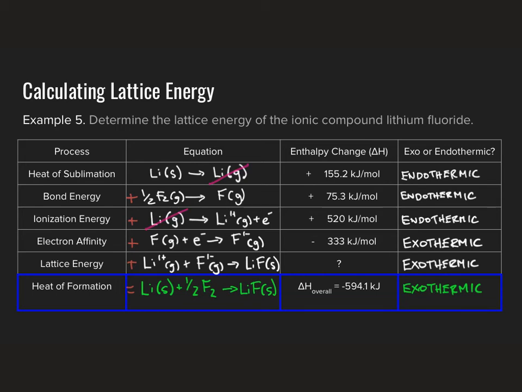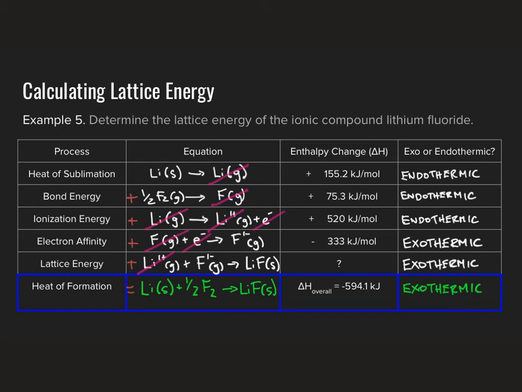You'll also notice from the bond energy step, I have fluorine gas on the product side, and I have atomic fluorine gas on the reactant side of the electron affinity step. So I can also cancel that out. And continuing along right here, you'll see from my ionization energy step, I have lithium ions on the product side in the gas phase, which I can cancel out with the lithium ion in the gas phase from the lattice energy step. And I also have that electron, which is produced in the ionization energy step, which I can cancel with the electron from the next electron affinity step that follows.